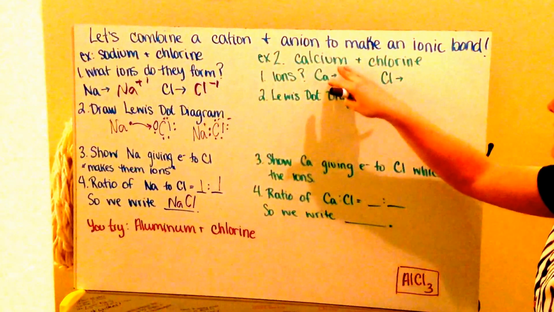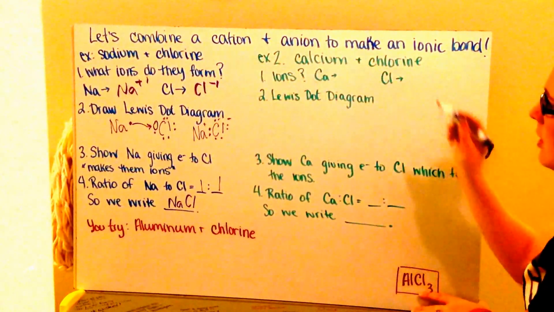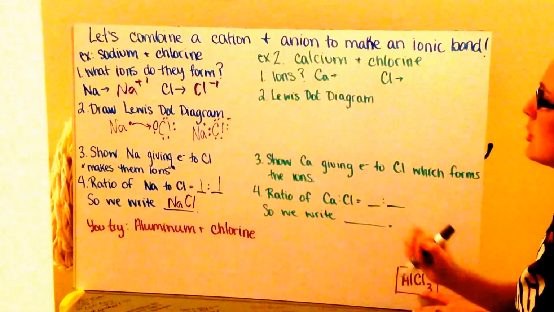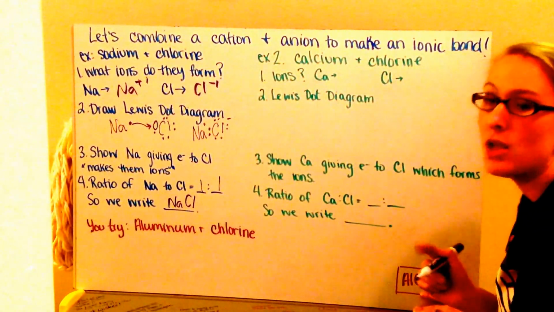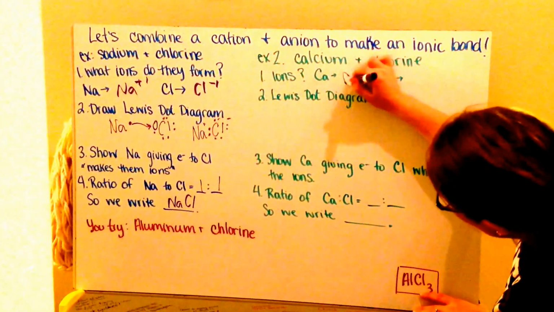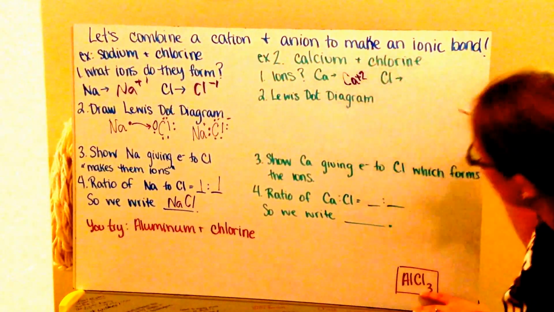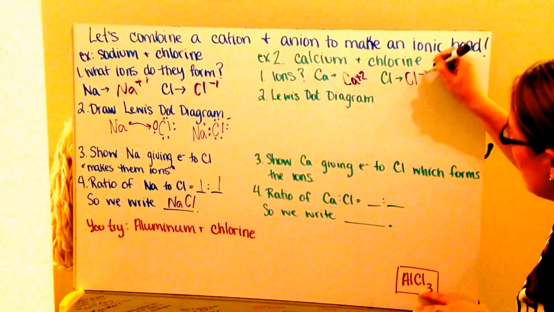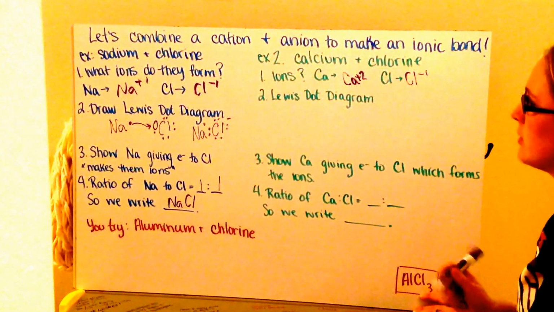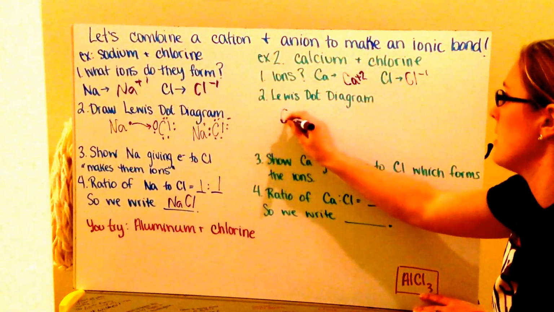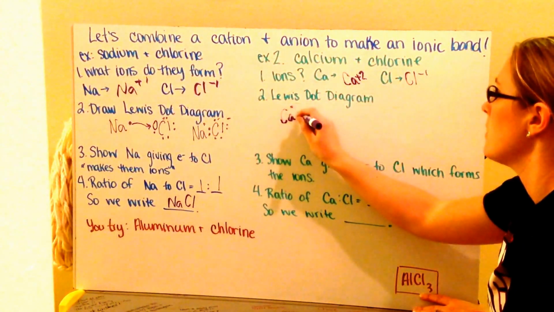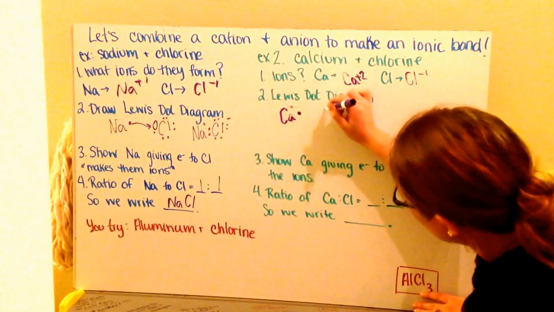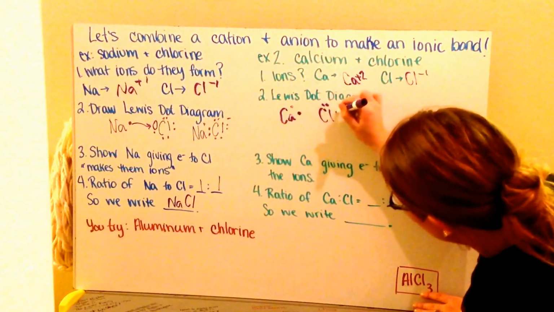Example 2, I have calcium and chlorine. Well, first I want to figure out what kind of ions they want to form. Calcium's in group 2 with 2 valence electrons, so it's going to want to get rid of those 2 electrons to be calcium +2. Chlorine's in group 7, so it's going to want to gain 1 electron. Then I draw my Lewis dot diagram. I have calcium with my 2 electrons, and then I have chlorine with its 7.